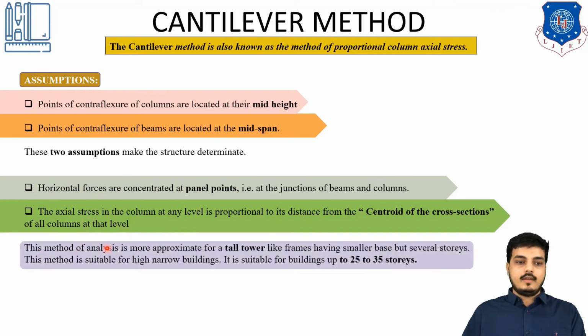Now, this method of analysis is more appropriate for taller tower-like frames having a smaller base but several stories. In the Portal method, it was for 2 to 3 stories. Here it is up to several stories. This method is suitable for high narrow buildings, up to 25 to 35 stories. So we can use this cantilever method for approximate calculation of the forces.